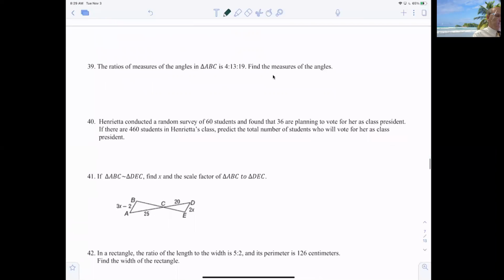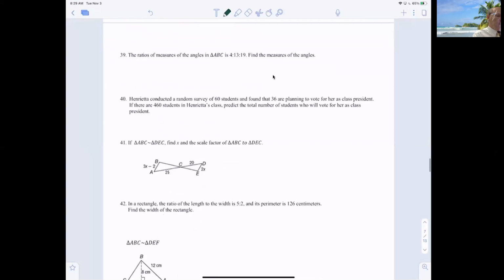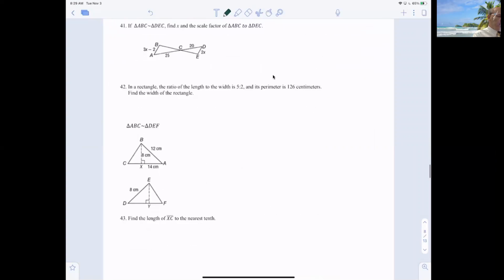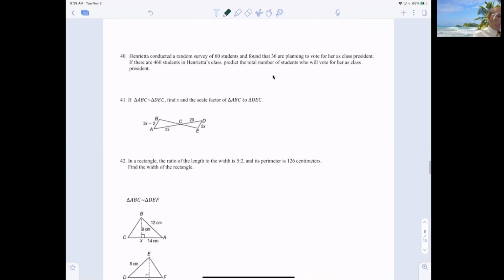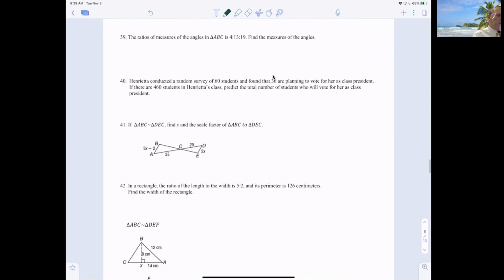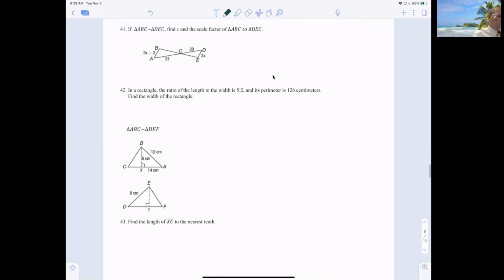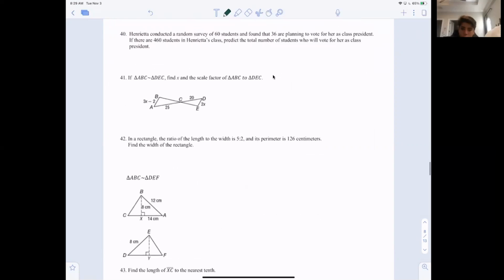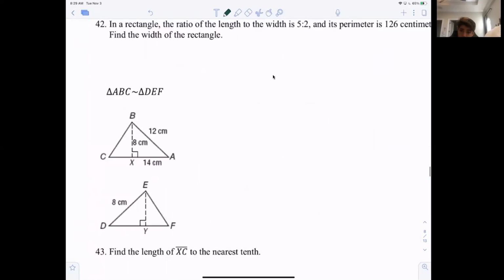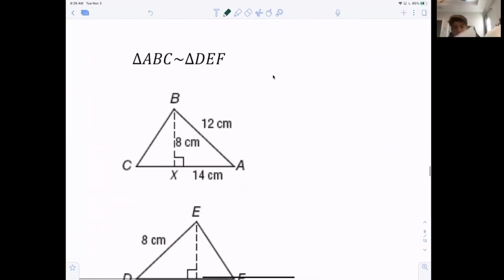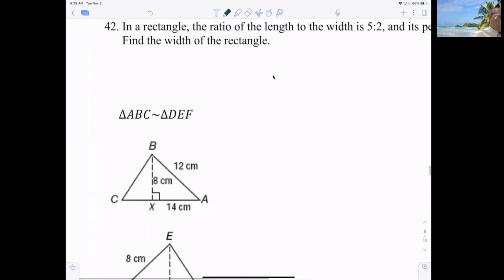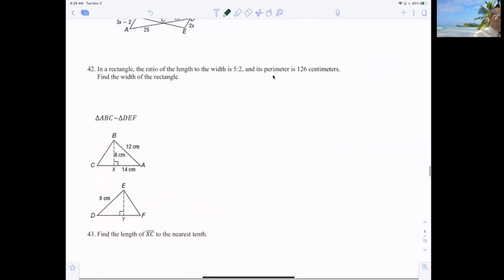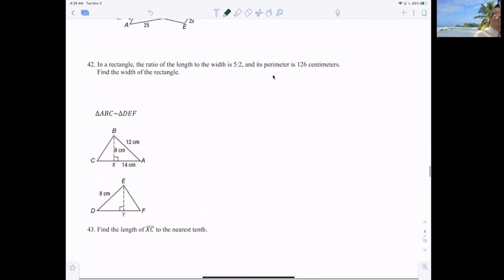Alrighty, next page. Hopefully you felt like I just started repeating problems now. Anybody else on 39 through 43? Could you do 43? Yeah, let's look at 43. Okay, so now, oh, that was 42.